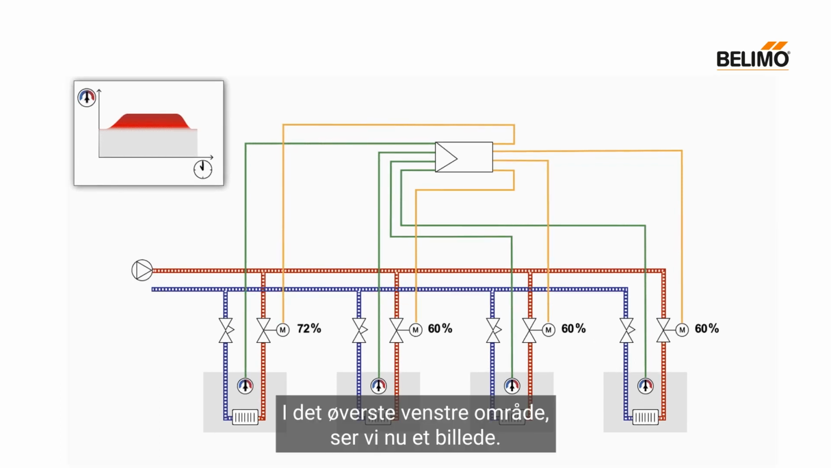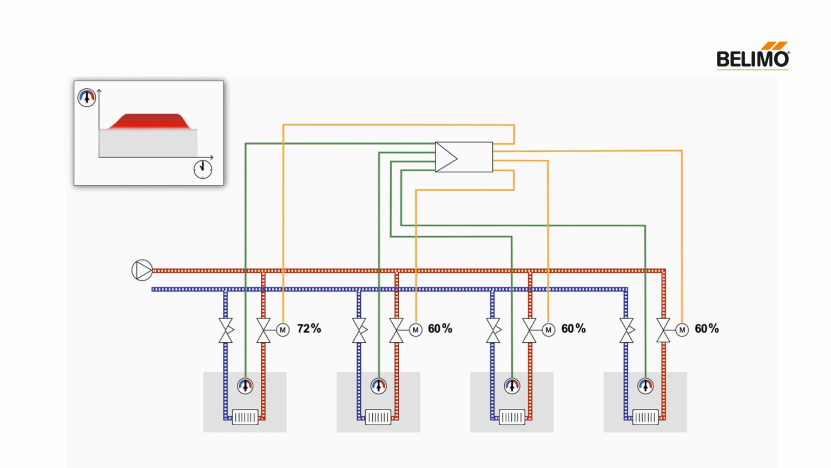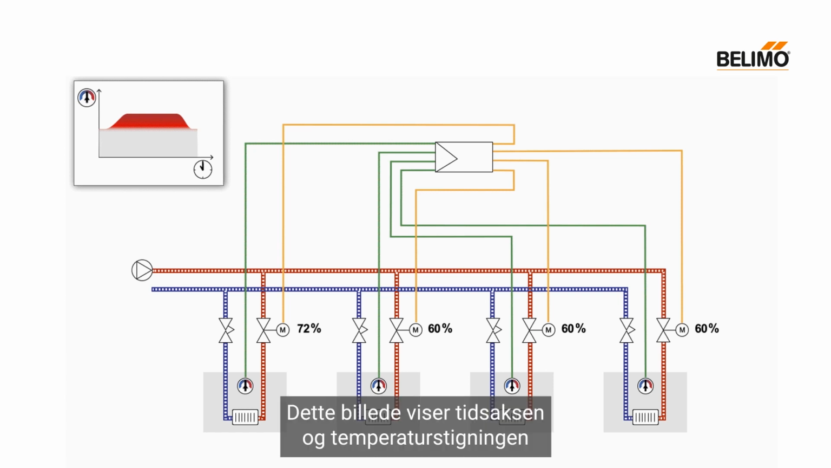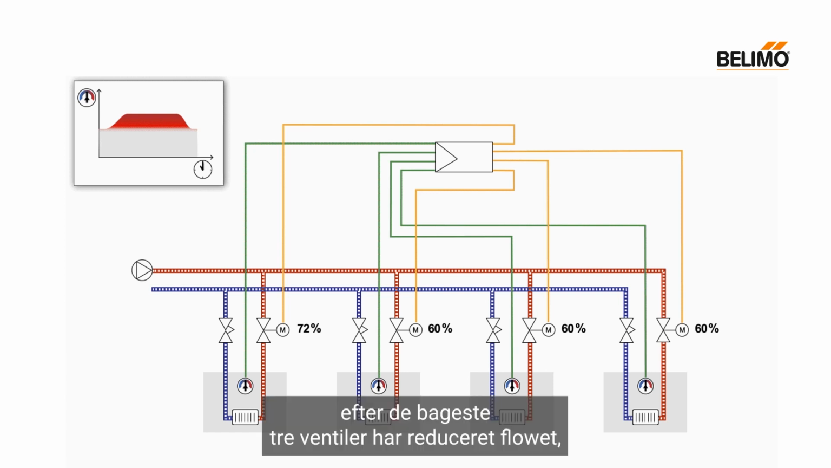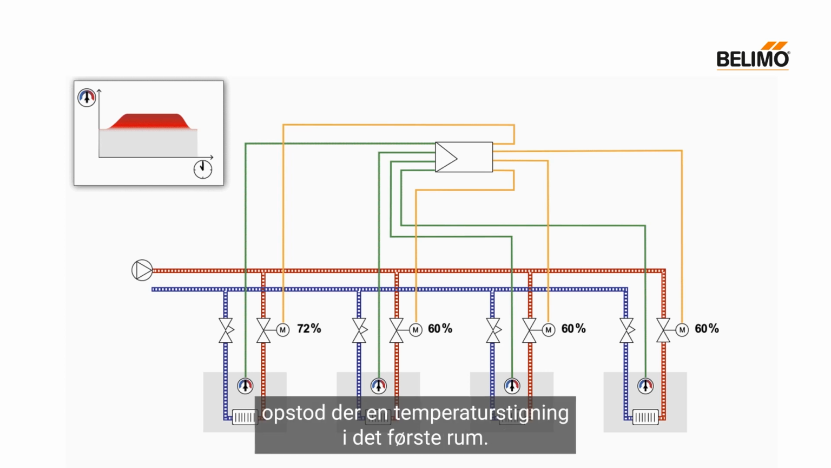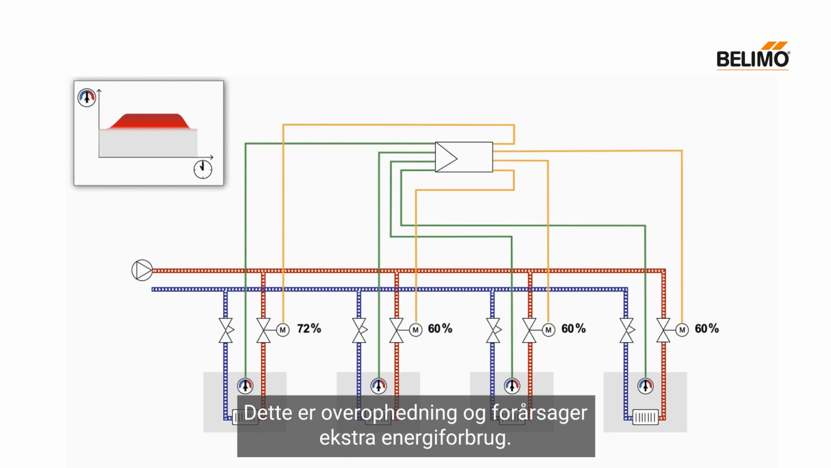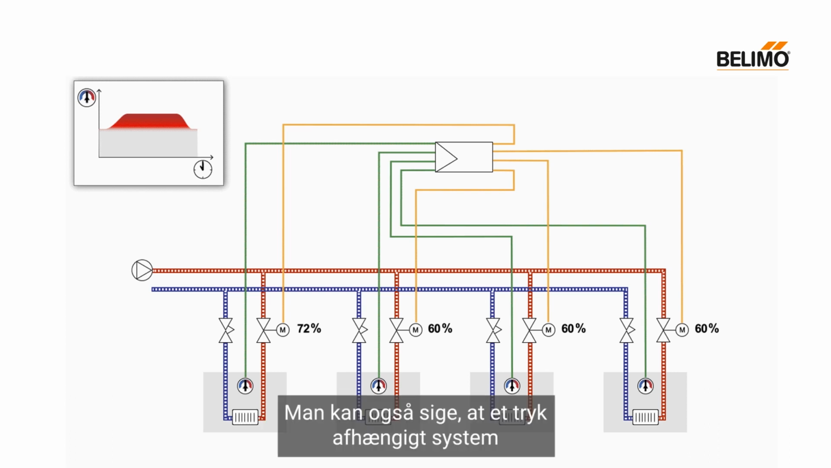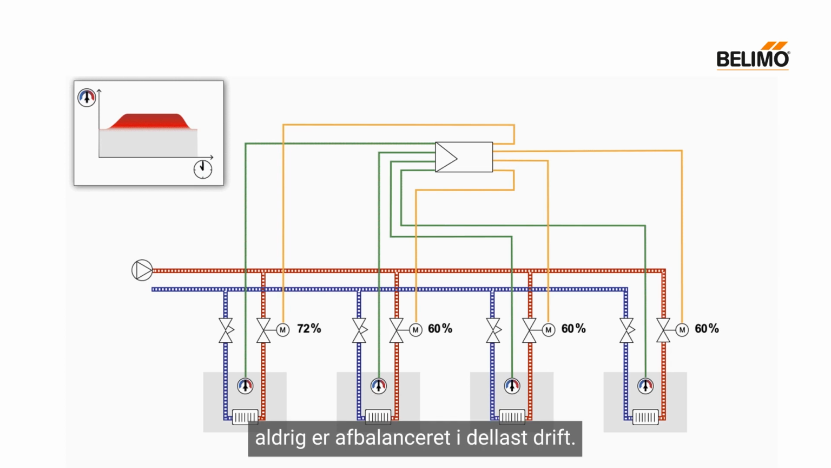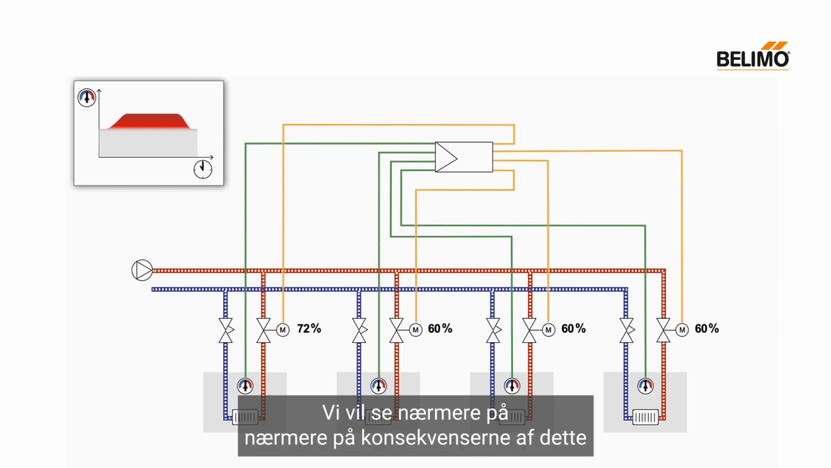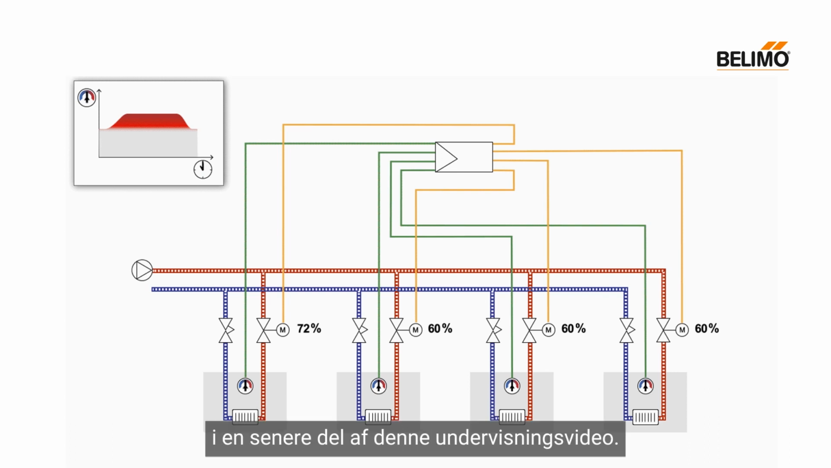In the upper left area, we now see a picture. This picture shows the time axis and the temperature rise. After the rear three valves have reduced flow, a temperature increase occurred in the first room. This is overheating and causes extra energy consumption. It can also be said that a pressure-dependent system is never balanced in partial load operation. We'll take a closer look at the implications of this in a later part of this educational video.